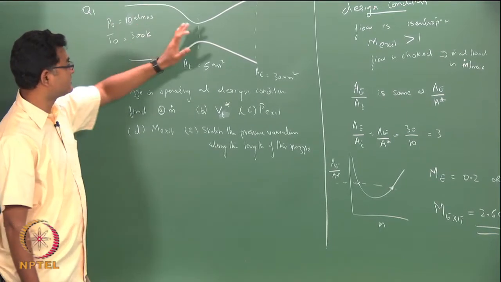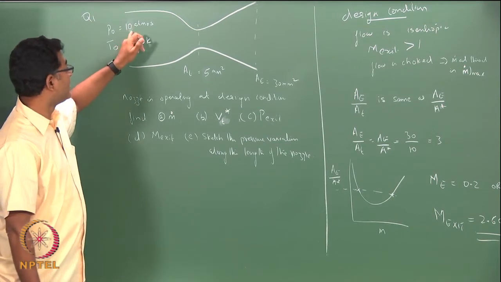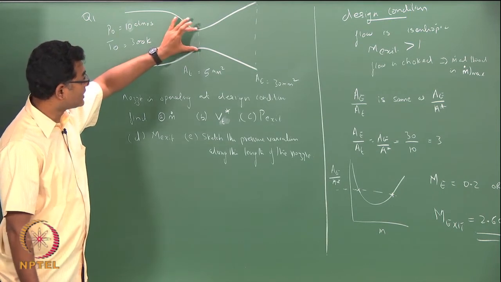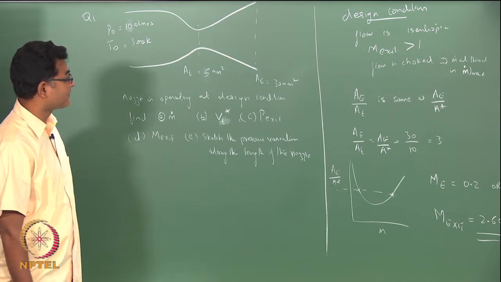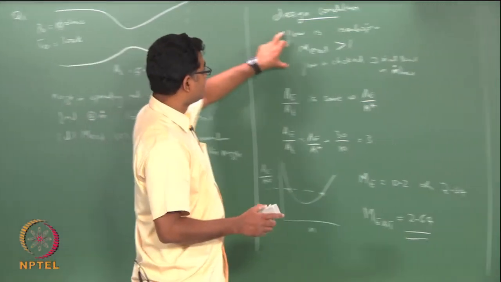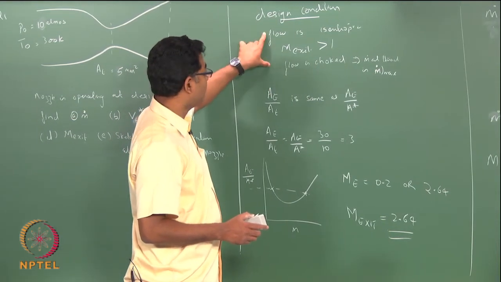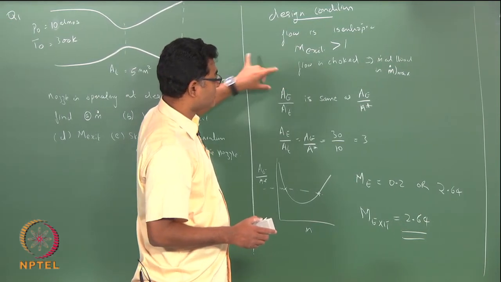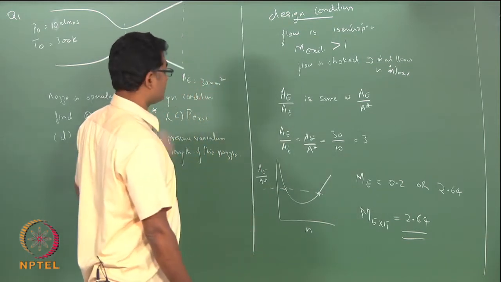The stagnation pressure is the same, stagnation temperature is the same as before, 10 atmosphere and 300 Kelvin, except that the throat area is now reduced to 5 millimeter square. Now, since it is at the design condition, all these inferences that we made earlier are true. Flow is isentropic, m exit is greater than 1, flow is choked. So, m dot at the throat is the maximum m dot that you can get through the nozzle.